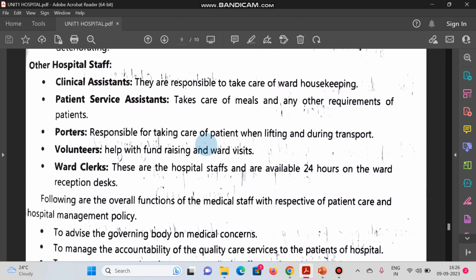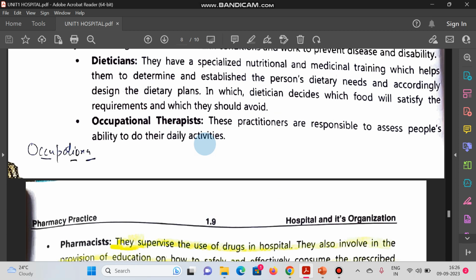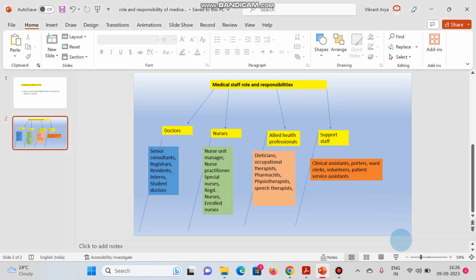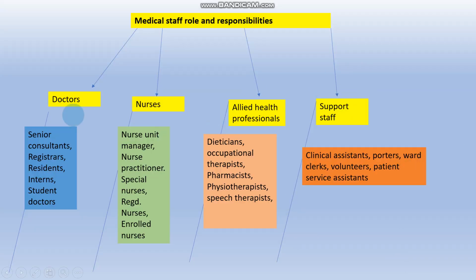So I hope this is clear. You have to remember the jobs, roles, and responsibilities of all the medical staff. Yes, we have covered this point. Again, recall: doctors, nurses, allied health professionals, and the supporting staff. So I hope this is clear.